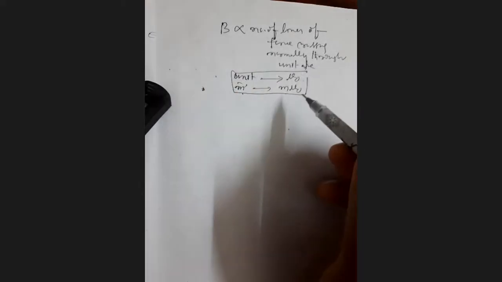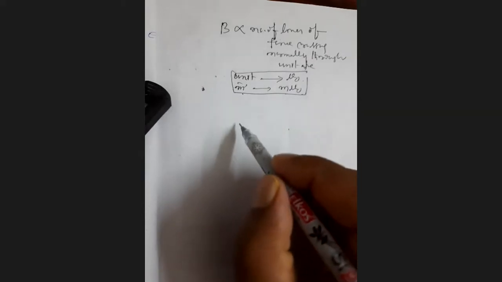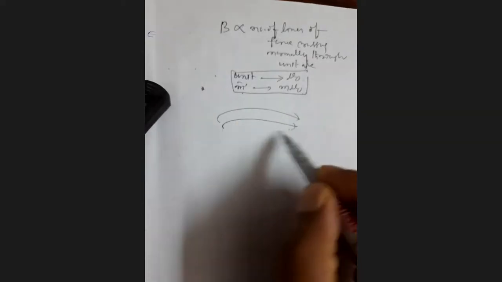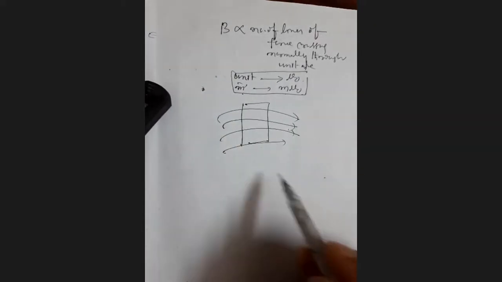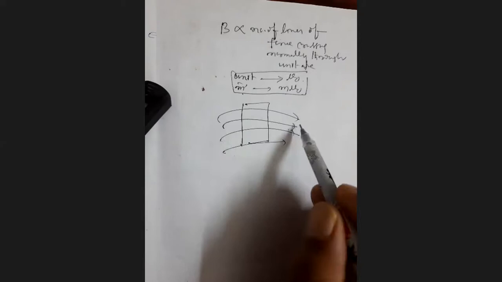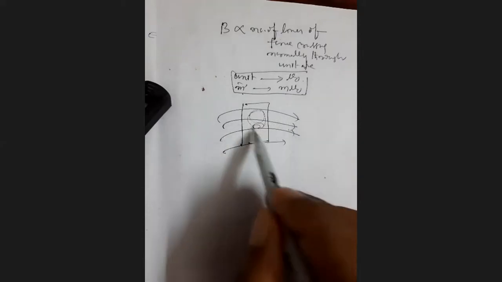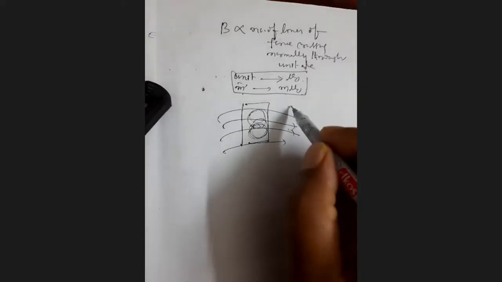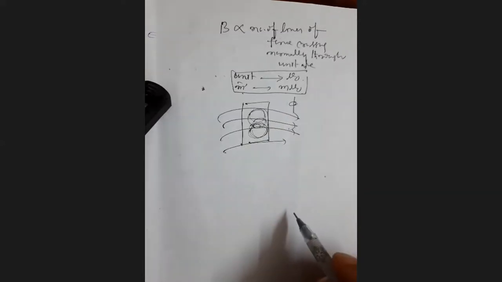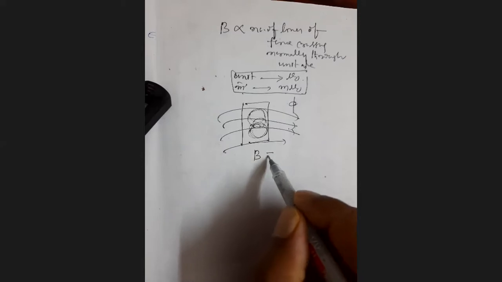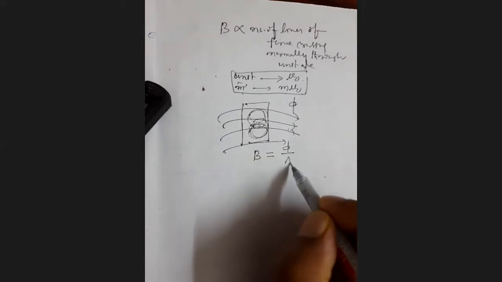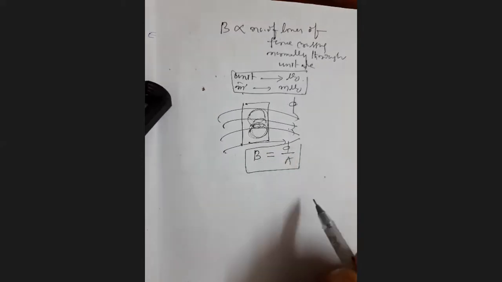So what is the magnetic flux in the magnetic field? If you consider a closed surface area, the number of lines of force crossing through this closed surface area normally is called magnetic flux. It is denoted with phi, right? Then flux density is defined as the flux per unit area. B is equal to phi by A.